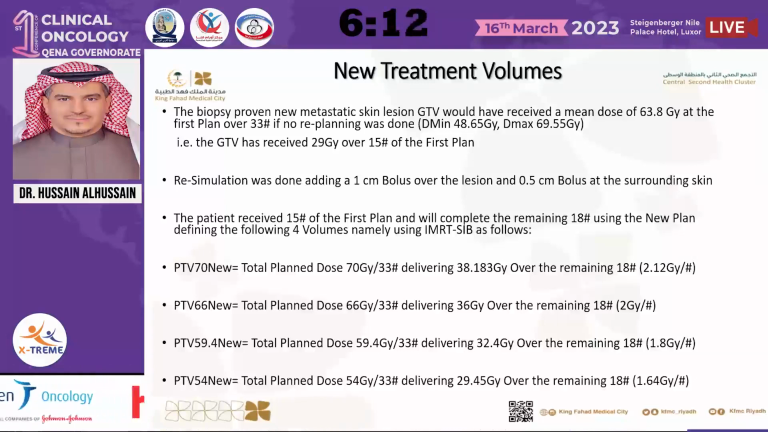The PTV 54 new, which is the low risk area, has a total planned skin delivered treatment of 29.45 over the remaining 18 fractions.